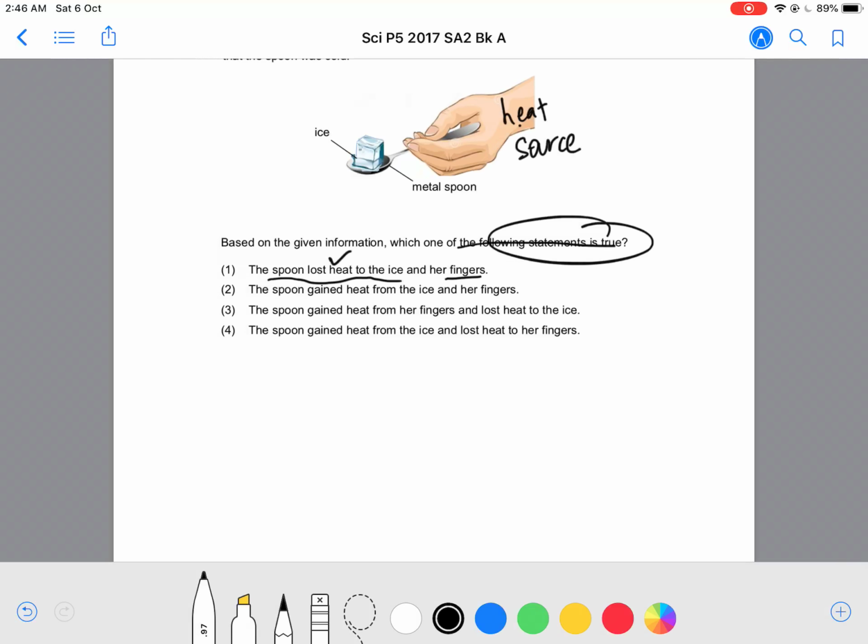And the spoon lost heat to the fingers. This one is not quite true, because the hand itself, the finger is also a heat source. So this one cannot. Option 1 is out. The spoon gained heat from the ice. Okay, how can the ice be giving heat to the spoon? So this one is nonsense. Already is out. The spoon gained heat from the fingers. Okay, lost heat to the ice. That's why the spoon got colder, right? So it's true and it's true. So option number 3 must be already correct.